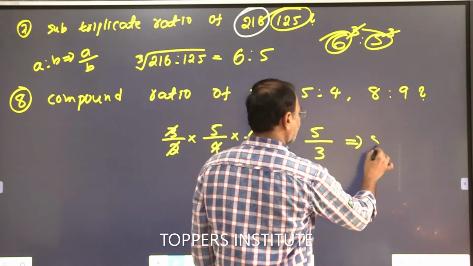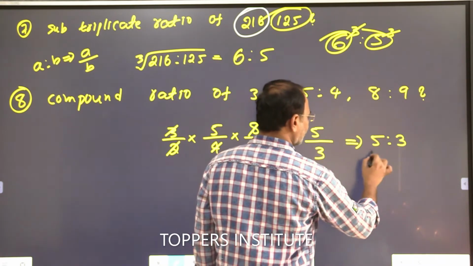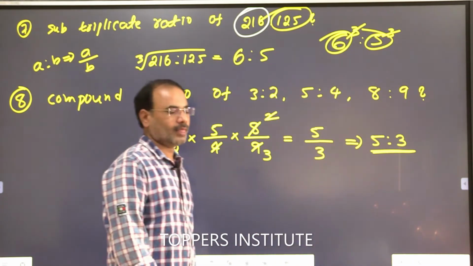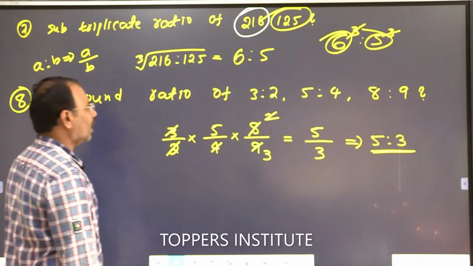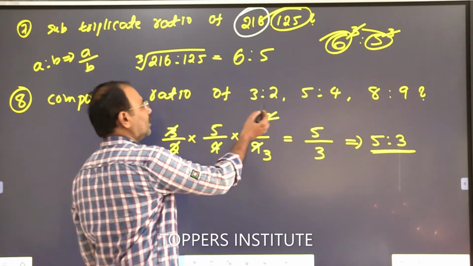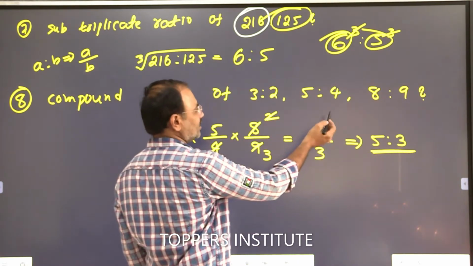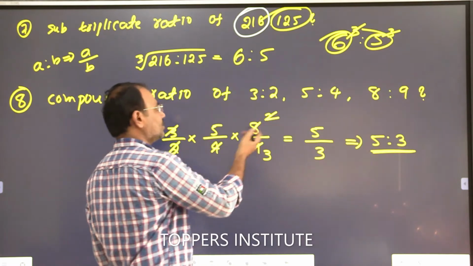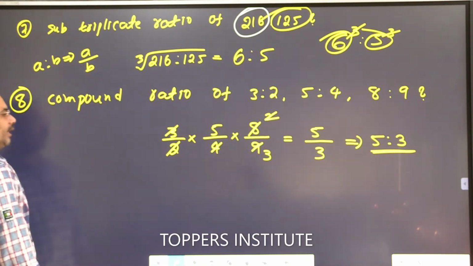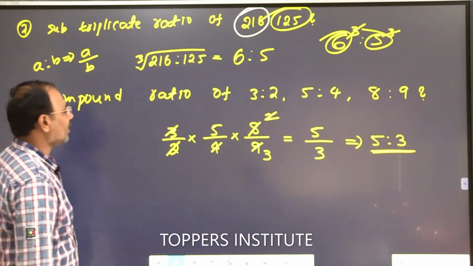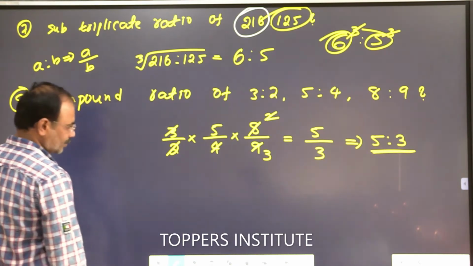5:3 is the answer. Compound ratio of 3:2, 5:4, 8:9. To find a compound ratio we said product of antecedents and product of consequents, but we don't need all that. You can just multiply the given ratios by writing them as fractions, then you will get the compound ratio, right?